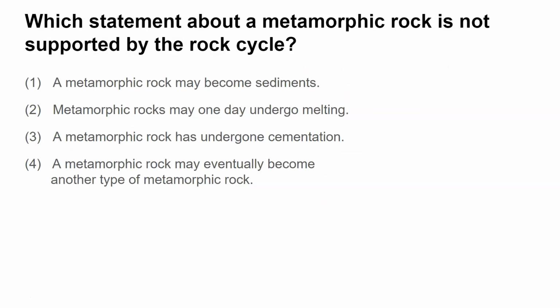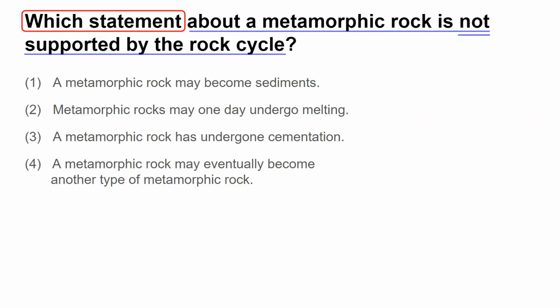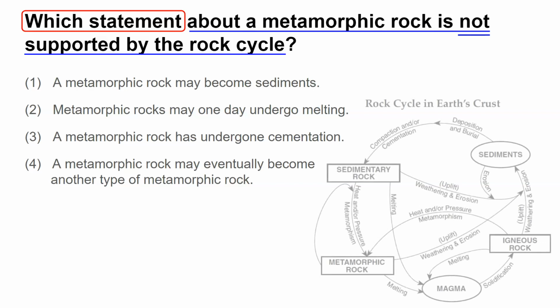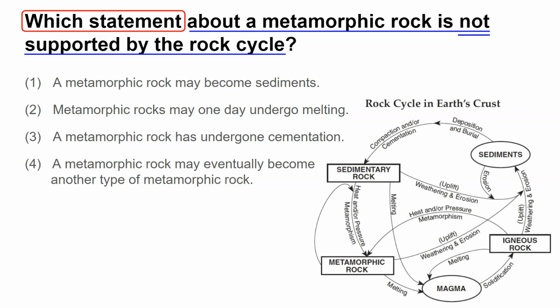In this question, we want to find out which statement about a metamorphic rock is not supported by the rock cycle. Notice that not is double underlined. That's a very important clause here. So we're looking for the statement that is not true. And so we take a look at the rock cycle diagram, and we're starting from metamorphic rocks. We'll go through one by one to see which one of these statements is not true.